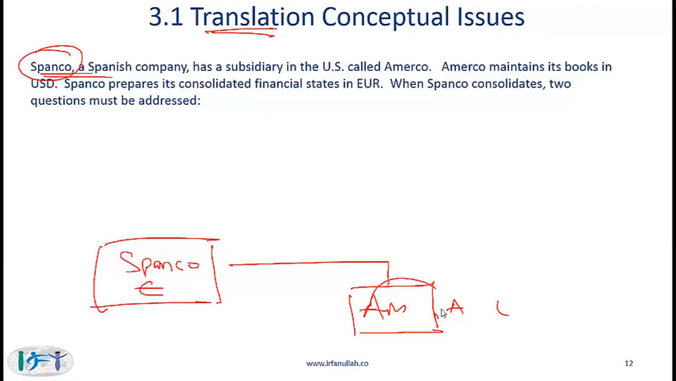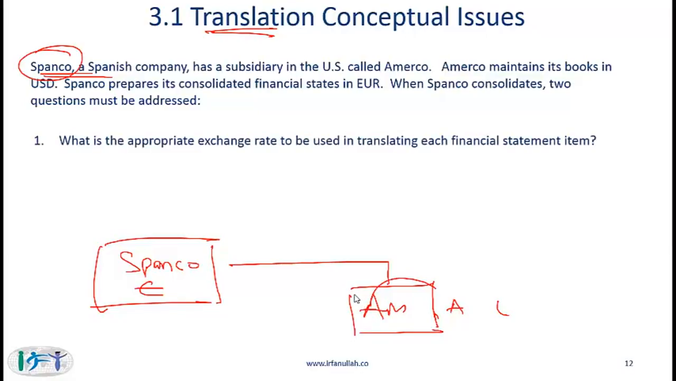So when we translate financial statement elements, there are two core conceptual questions that need to be addressed. The first is, what is the appropriate exchange rate to be used in translating each financial statement item? For example, should we use the exchange rates that were in effect when the asset was purchased? Do we use the average exchange rate, or the exchange rate at the end of the period, in other words, the balance sheet date? So there are several exchange rates that could be used, and we need to figure out which one to use.